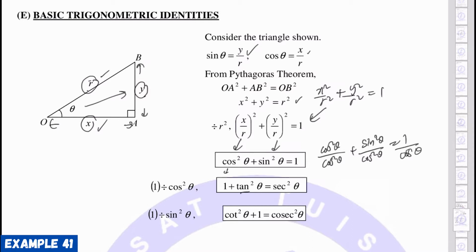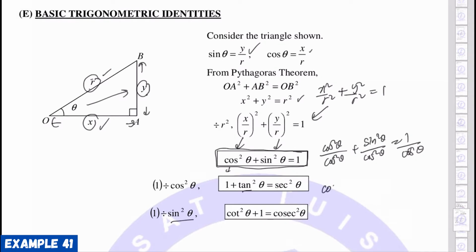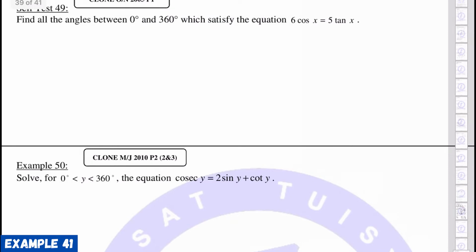And if I take this equation here, and instead of divide by cos, I divide by sine square. Now we know that cos square divided by sine square here, this is going to give us what? Cotangent. Cotangent is cos over sine, and then you plus sine square divided by sine square. This is going to give us 1.